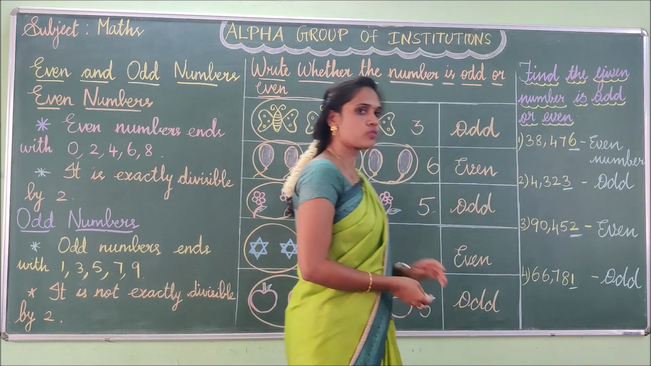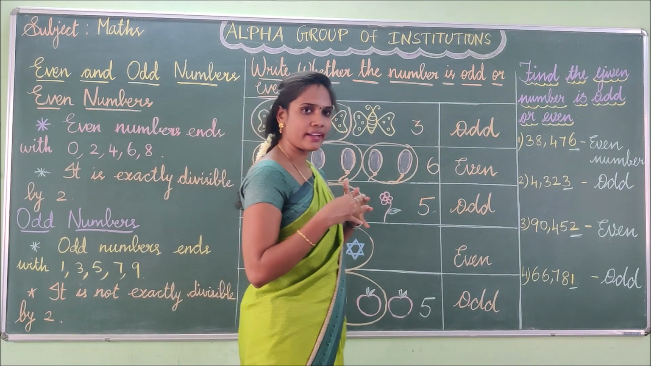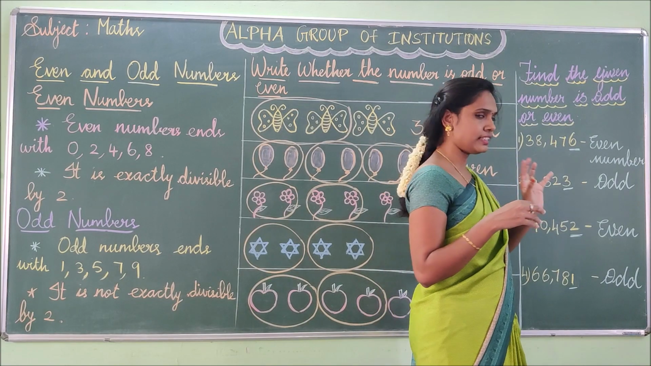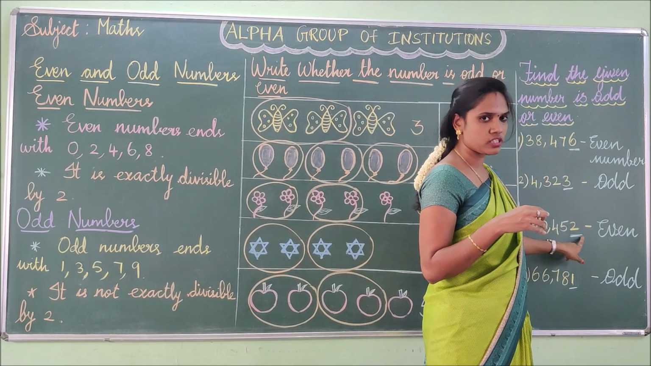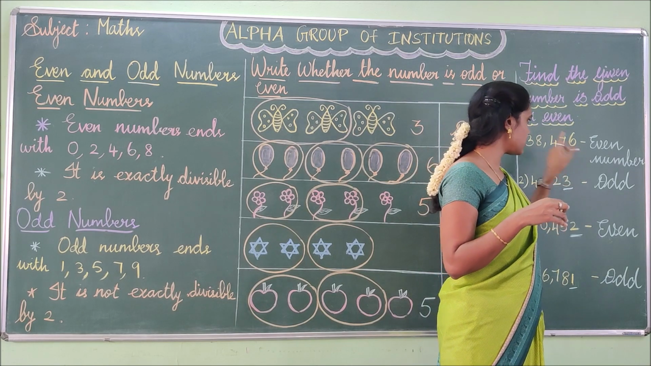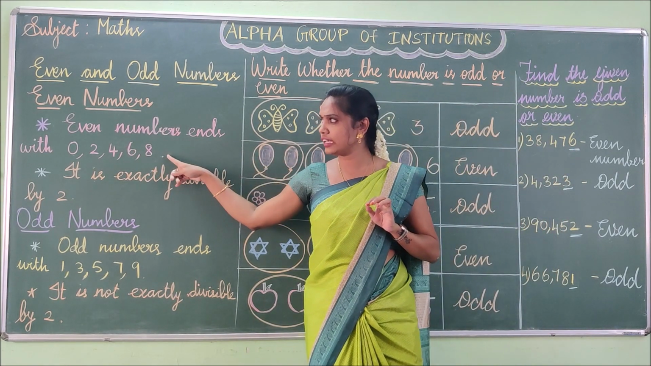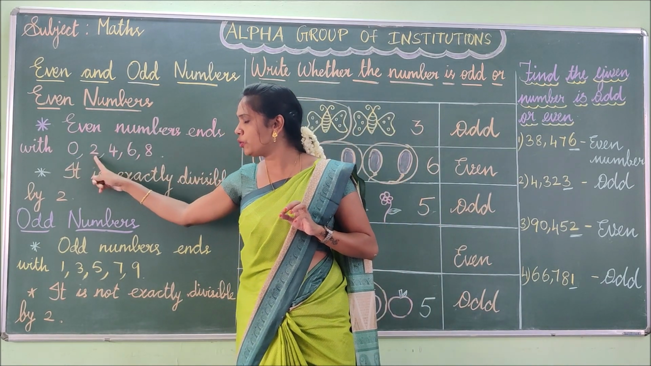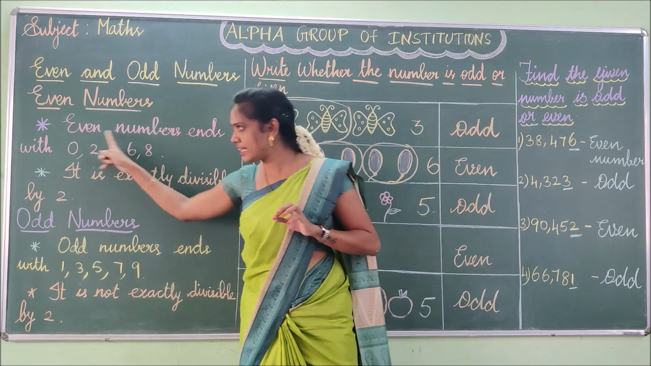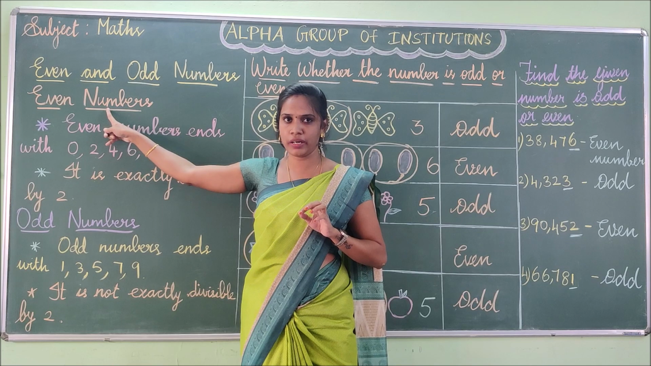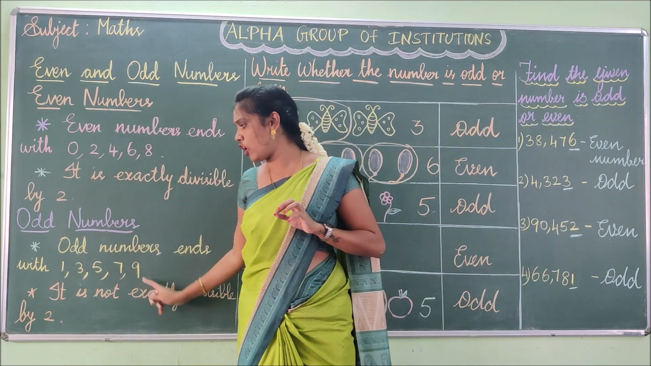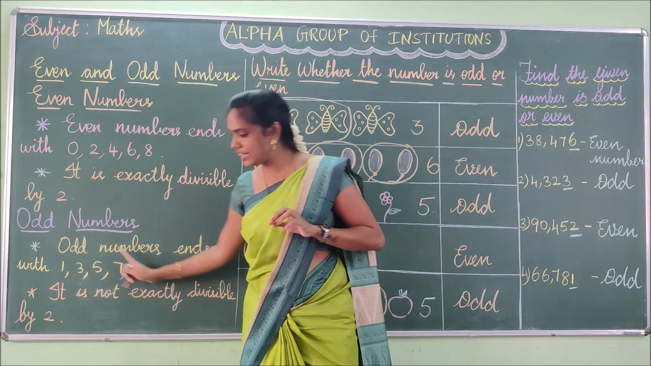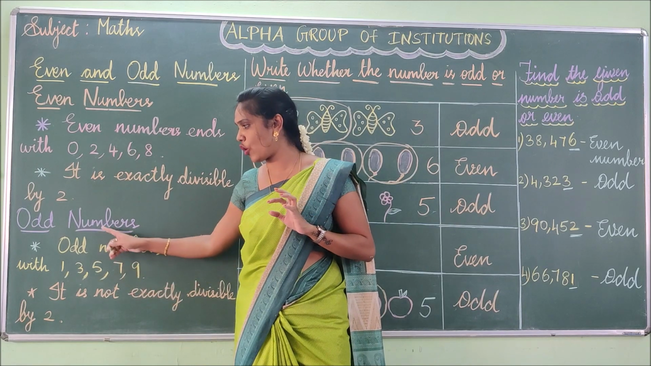Okay. Like this. For smaller numbers, if they give objects, you can pair them and see. For smaller numbers you can easily identify. For bigger numbers also, only see the last digit, the ones place digit. If the ones place digit comes under even numbers, this is an even number. That's why I have written the statement. Even numbers end with 0, 2, 4, 6, 8. If a number ends with these, that is an even number. Next one, the odd number. An odd number ends with 1, 3, 5, 7, 9. If a large number ends with these, you can automatically find out it is an odd number.